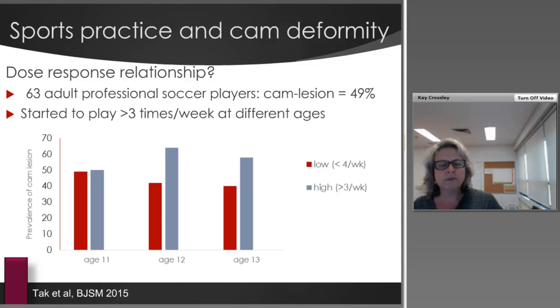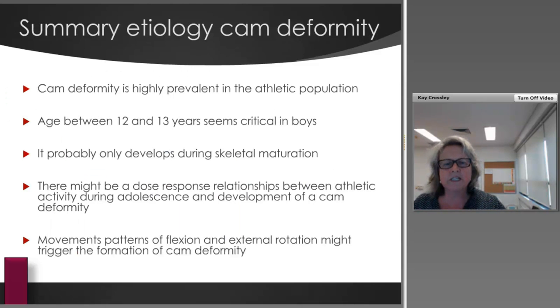So particularly the boys aged 12 and age 13, we see there's a much higher prevalence of cam lesions in those who are training more than 3 times a week when they're starting at that young age. So there seems to be perhaps a dose-response relationship that's occurring at this age of 12 to 13 in young boys. We don't have the same data for young girls, not because they don't necessarily develop a cam lesion, but no one's really studied this patient population.